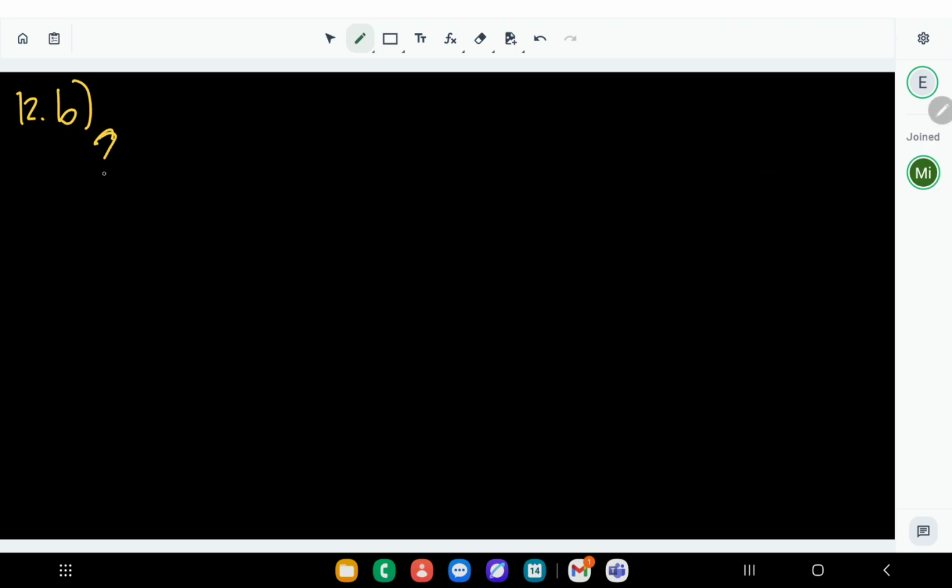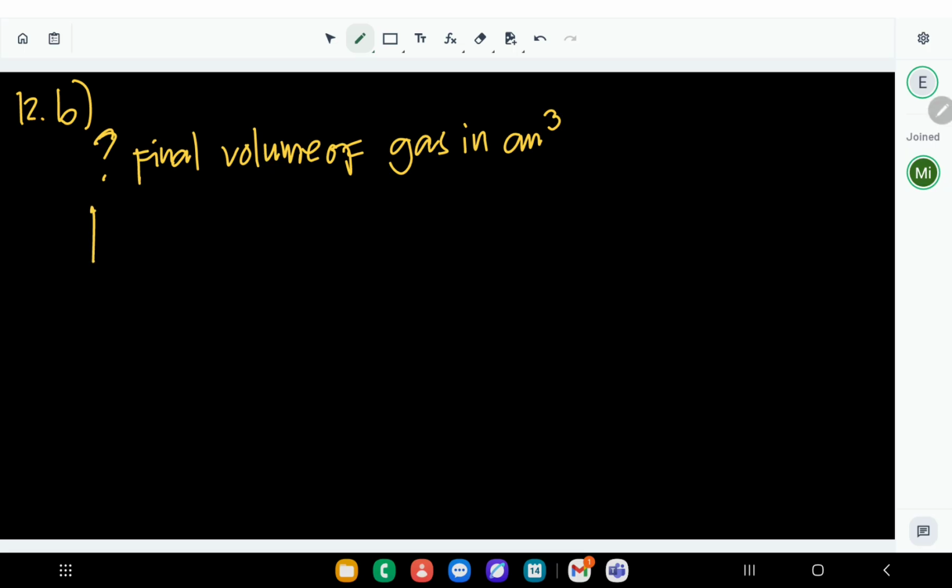Okay, so now we are asked for the final volume of gas in cubic centimeters if the final mixture of gases is passed through a U-tube containing sodium hydroxide. Okay, all right. So passing the gas mixture through sodium hydroxide.